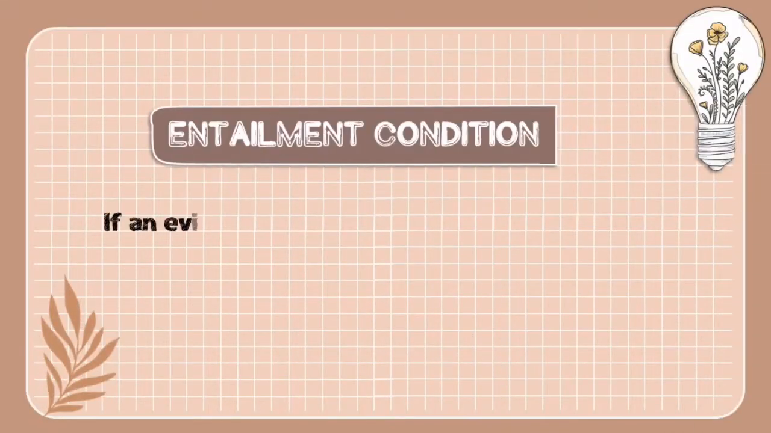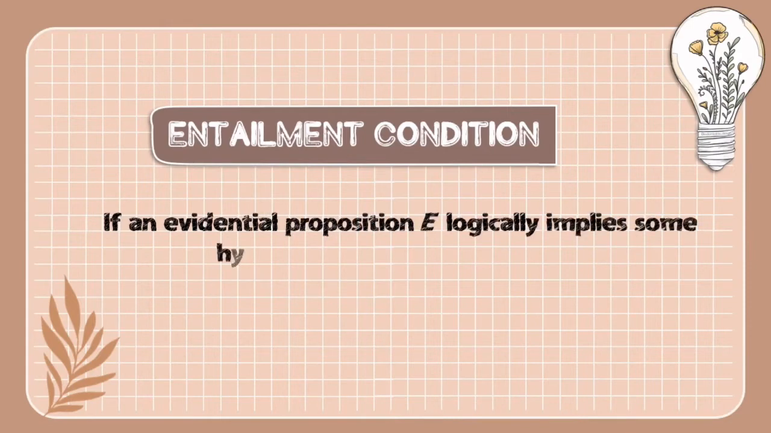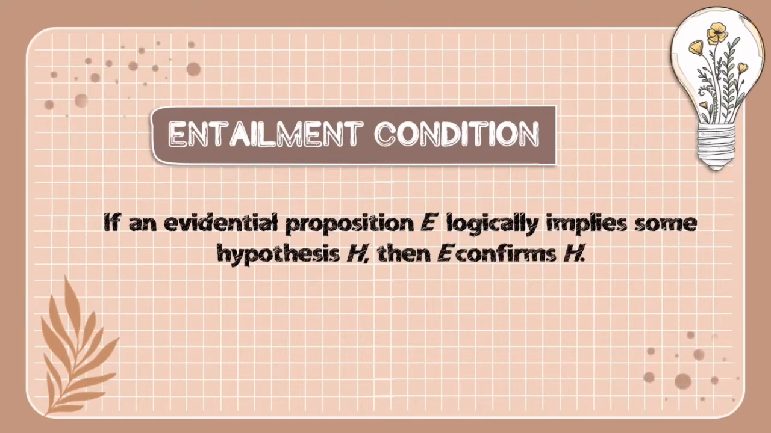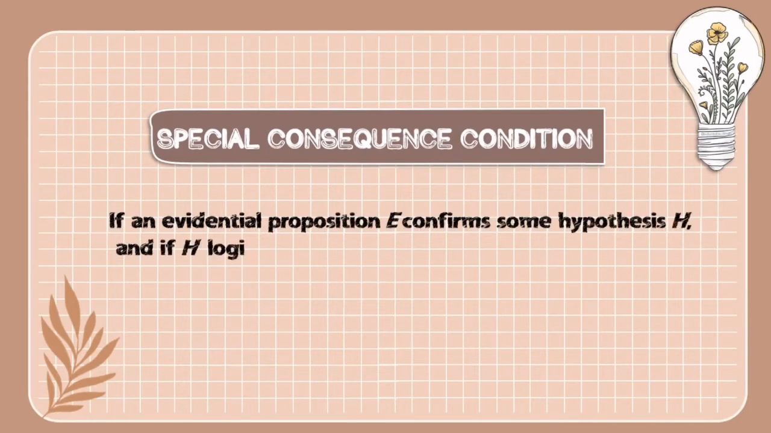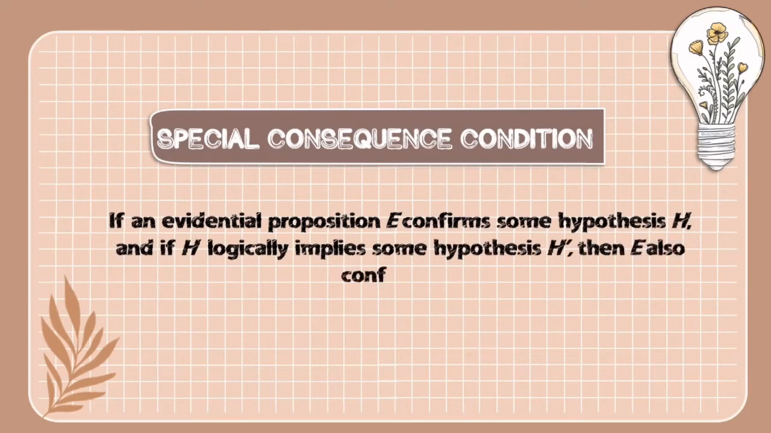Firstly, we have the entailment condition. If an evidential proposition E logically implies some hypothesis H, then E confirms H. Next, the special consequence condition. If an evidential proposition E confirms some hypothesis H, and if H logically implies some hypothesis H prime, then E also confirms H prime.